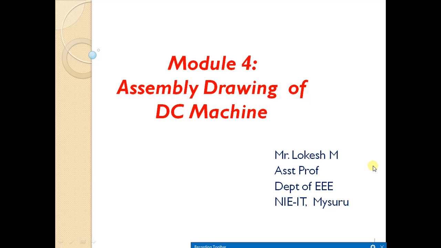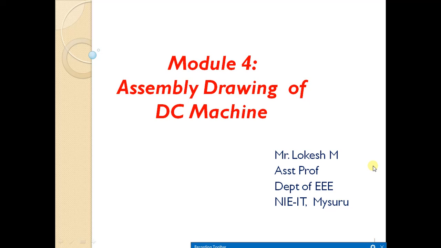Hello everyone. Last module we discussed assembly drawing of a transformer, where we covered both single phase and three phase core and shell type transformers. In that we discussed the front view and the top view of a transformer. Now in this module we'll be discussing assembly drawing of a DC machine.